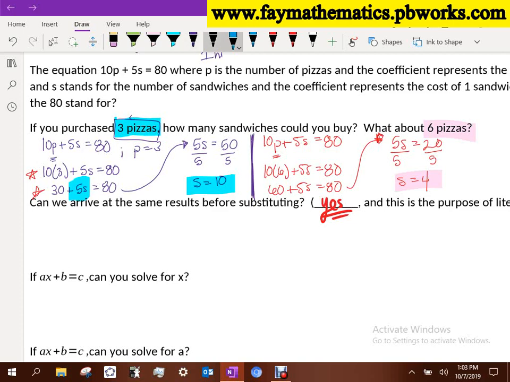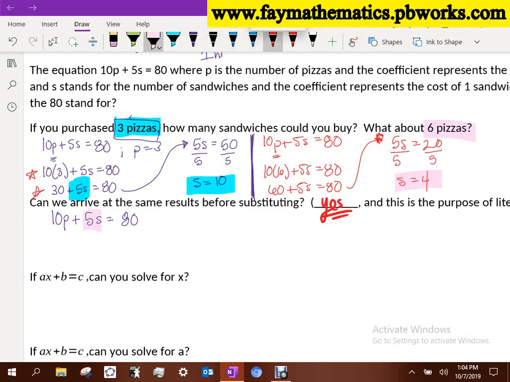So what I'm going to start with is the 10p plus 5s equals 80. I start with my literal equation. It's got two or more variables. And now I want to work through essentially the same steps that we did above, but I'm going to skip the substitution part. Okay? So above, we tried to get the s by itself. And first to do that, I got to get the 5s by itself.